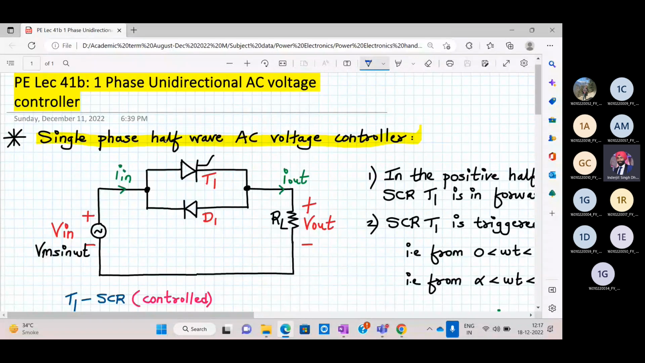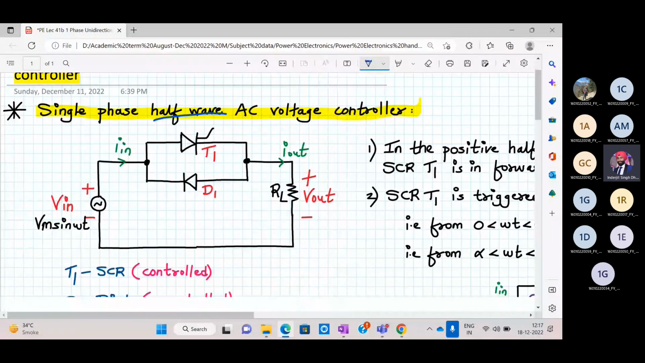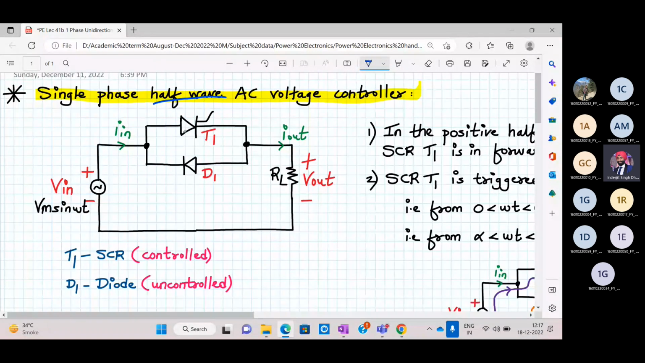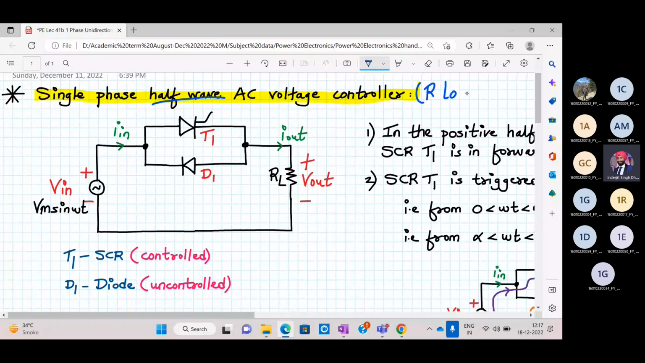So it's also called a unidirectional AC voltage controller, or we can call it a half wave AC voltage controller. The working is pretty simple over here. Here we have one SCR, and then we have an anti-parallel diode and a resistor. So this kind of controller has a resistive load. So here we have R load.